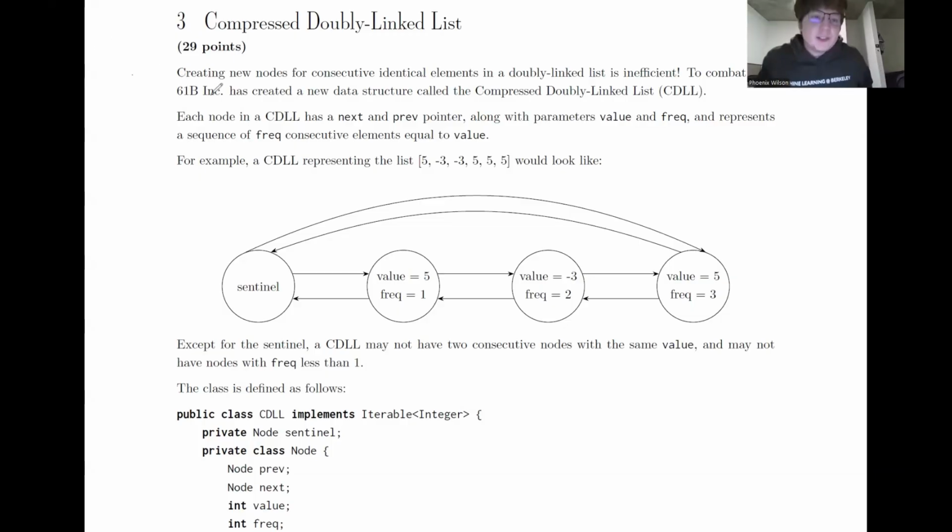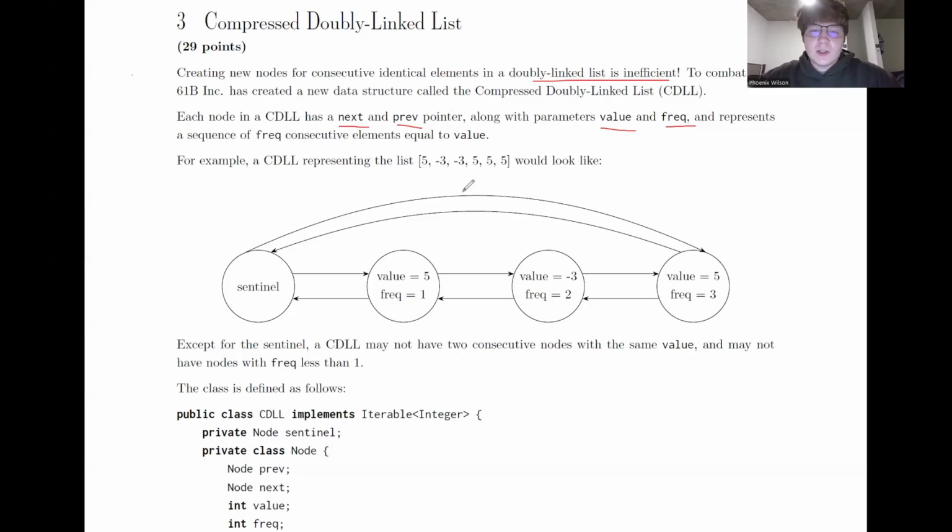So the question states that creating new nodes for consecutive identical elements in a doubly linked list is inefficient. To combat this, 61B Incorporated has created a new data structure called a compressed doubly linked list. Each node in a CDLL has a next and previous pointer along with parameters value and freq, and represents a sequence of freq consecutive elements equal to value.